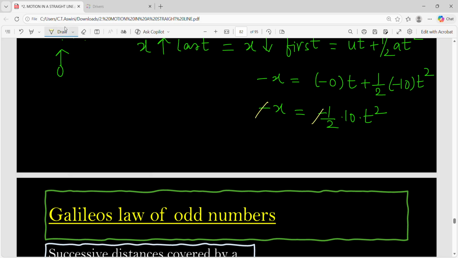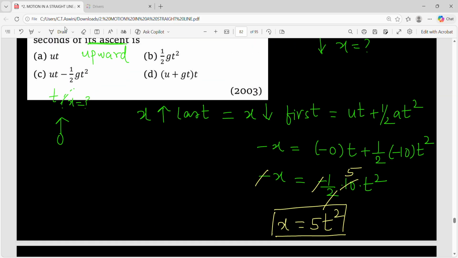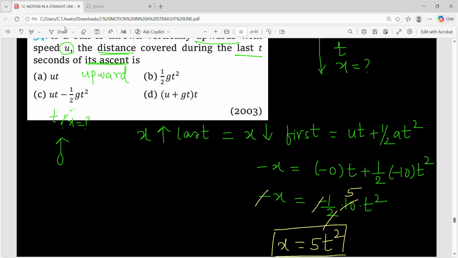Minus minus cancel, 2 ones, 2 5s. So what is the answer? X is equal to 5t square. So this is the distance traveled by the body during its descent in the first t seconds. That means this is also the distance traveled by the body during its ascent in the last t seconds.